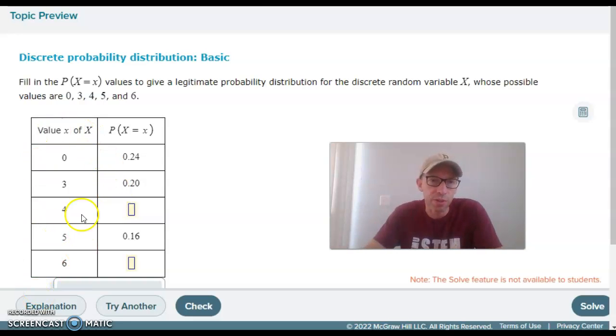So when we see a distribution, these are the possible values of x. You can think of a kind of crazy dice that has a 0, a 3, a 4, a 5, and a 6, no 1 or 2. These are like the possible outcomes.